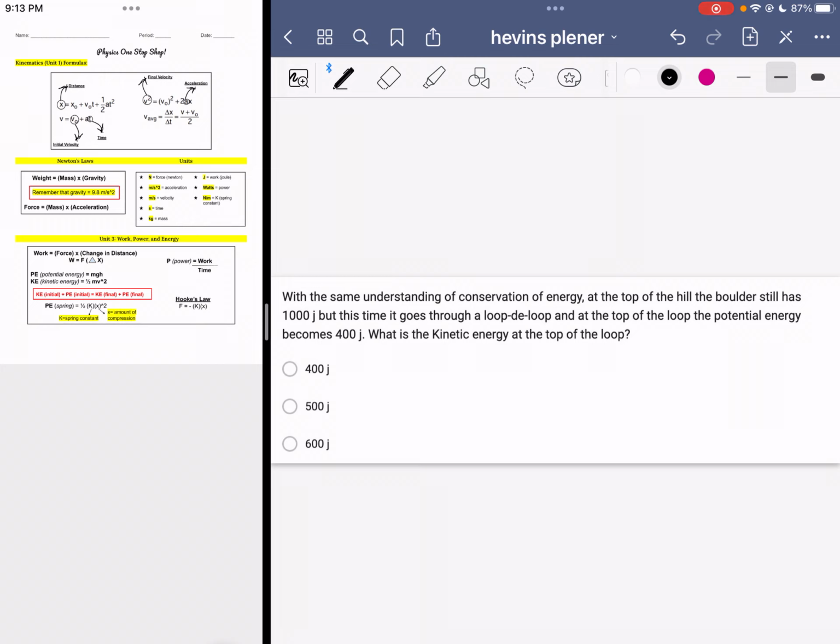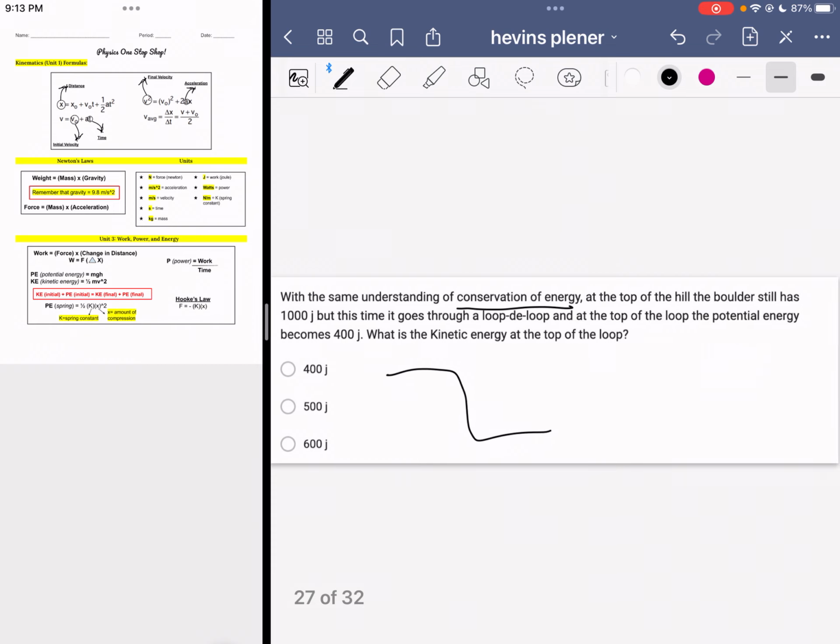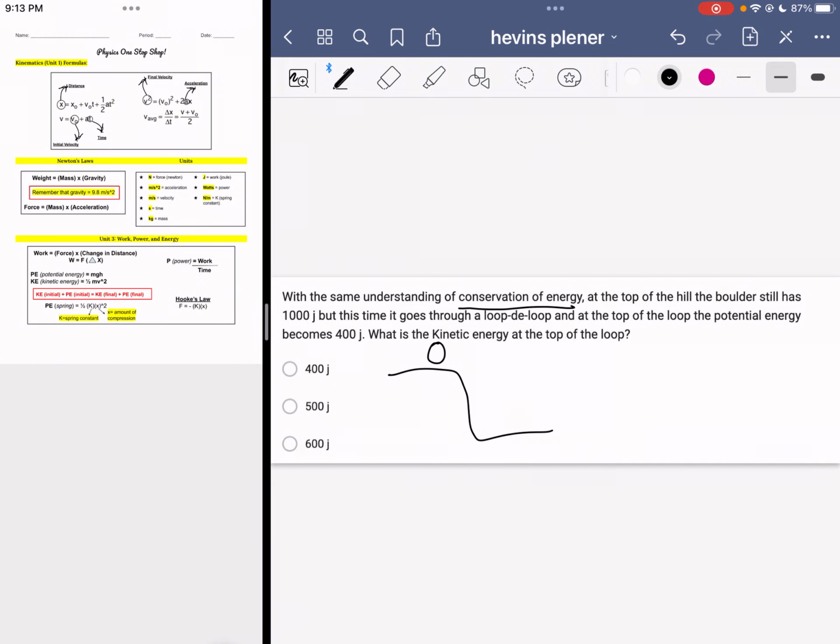All right. With the same understanding of conservation of energy, at the top of the hill, the boulder still has 1,000 joules. But this time it goes through a loop-de-loop. And at the top of the loop, the potential energy becomes 400 joules. So at the top of the hill, it's 1,000 joules potential energy. And our kinetic energy is 0 because it's not moving. So, how do we find how much kinetic energy we have?